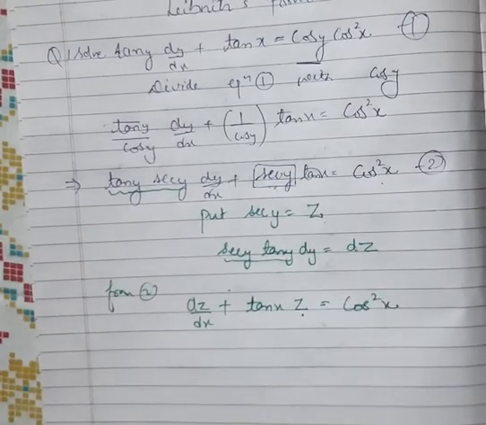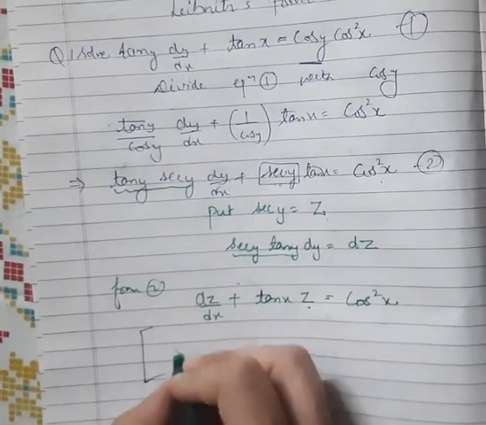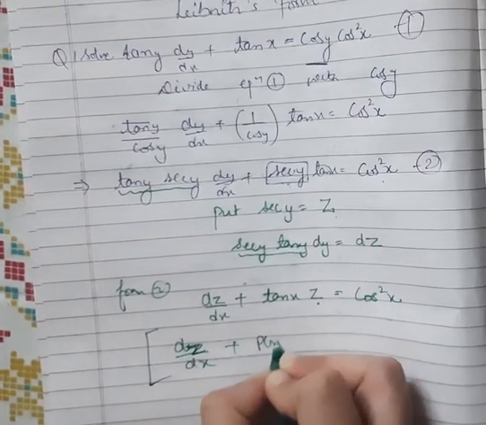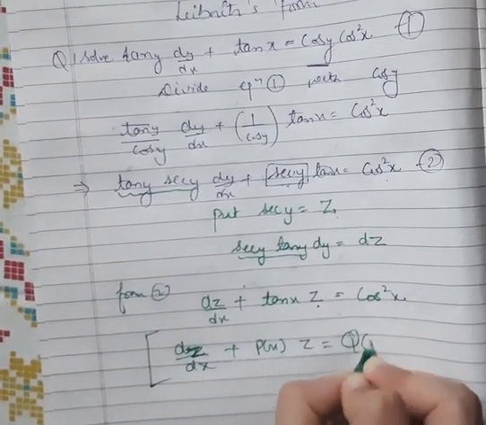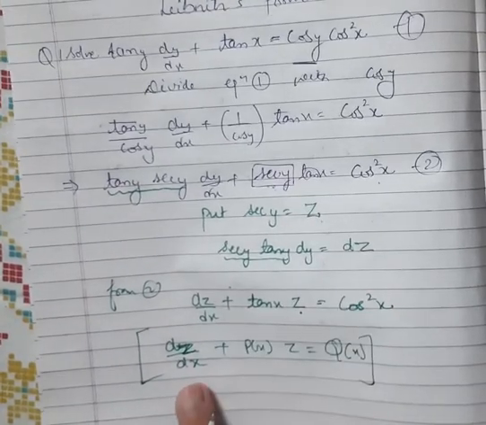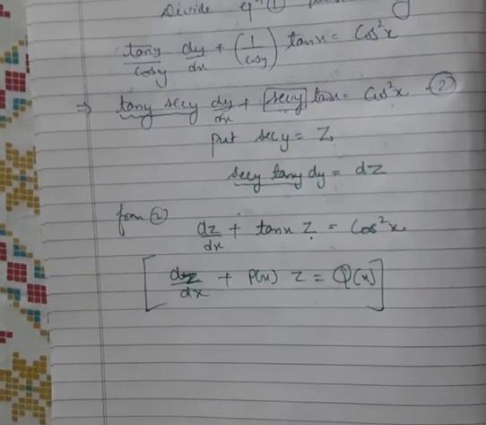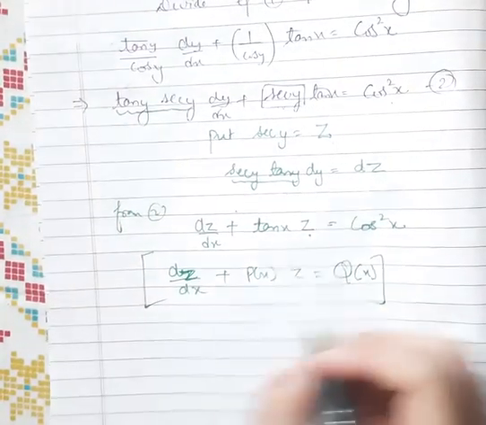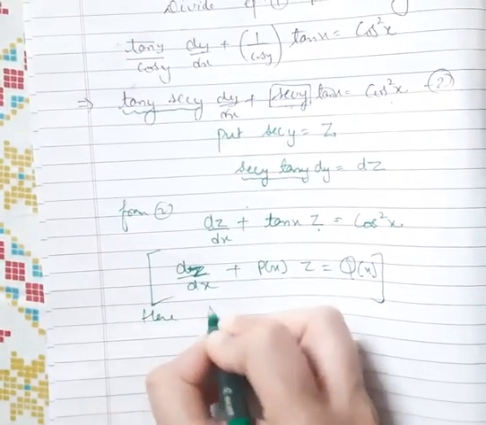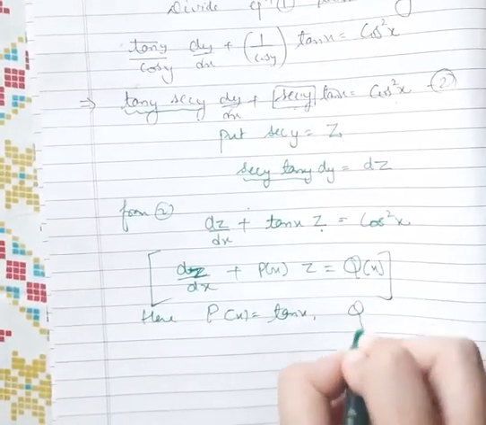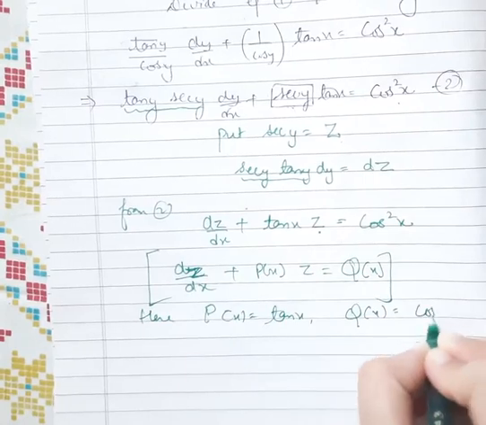y को हमने z में convert कर दिया है. अब ये कौन सी form बन गई है? Now this is Leibniz form but in z, like this. See, dz by dx plus p of x z is equals to q, है ना? So this is Leibniz form. And what is the value of p here? P is equals to tan x and q is equals to cos square x.